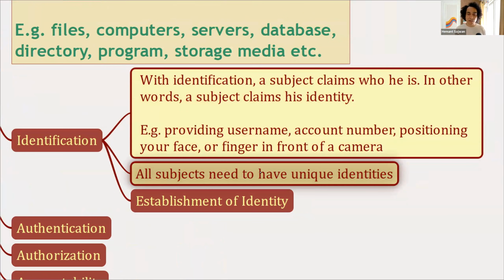And all subjects need to have unique identities. They may be public identities, not something secret, but they have to be unique. Now, how do we establish this identity? Because when you provide your identity, that identification piece has to already exist in the database of the system so that they can check whether you are an authorized user or not, right? So I can't just say my username is Hemant. The system should also be able to check whether the name Hemant already exists in our database or not. So they must have established my identity initially. That is where establishment of identity comes into the picture.